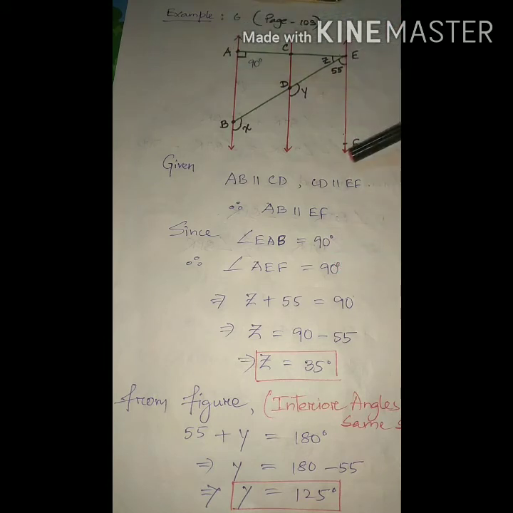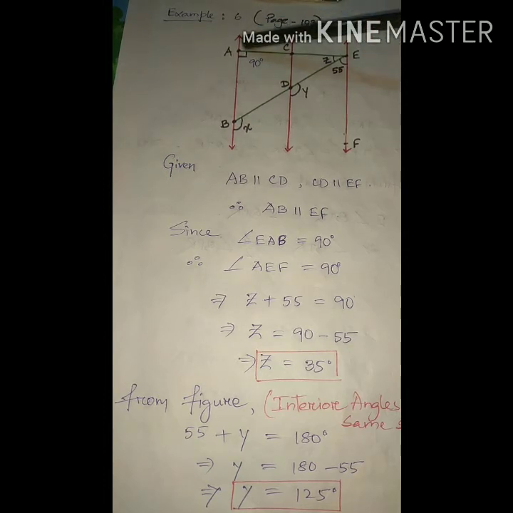So AEF is the sum of these two angles, so we can write Z plus 55 equal to 90, and from here we calculate Z, and we get 35 degrees. Okay, now after that, since AB and EF are parallel, we can easily say EB is a transversal. Is it not?